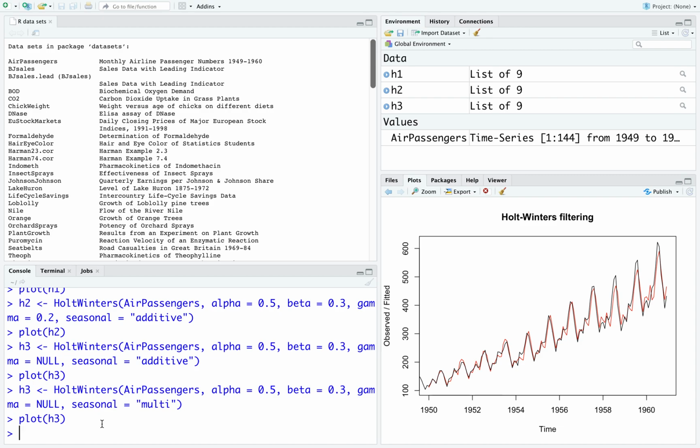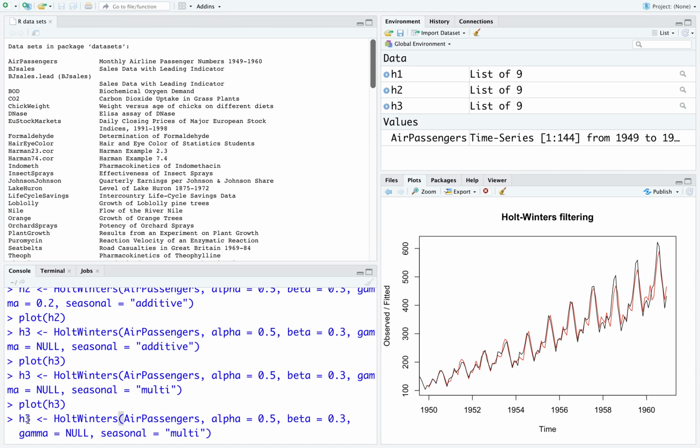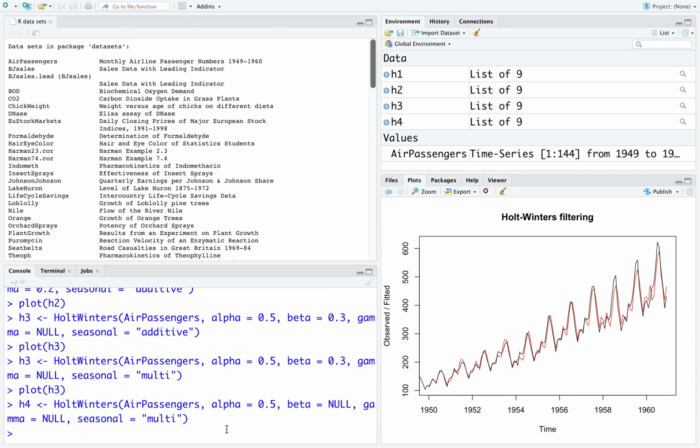Let us try one or two more. What happens if I were to do single exponential smoothing for this? That means I will make beta also null, right. If both beta and gamma are null, then what do we get?